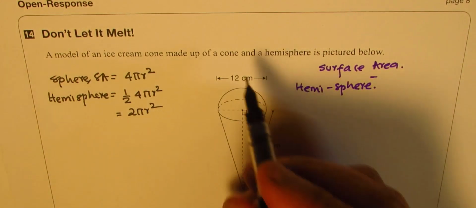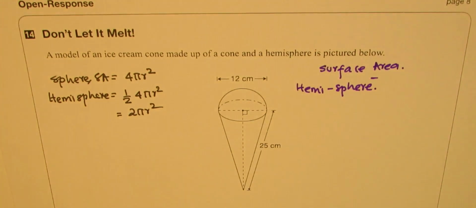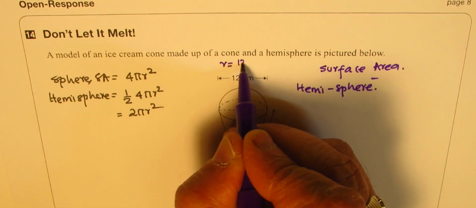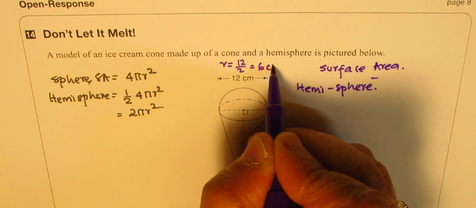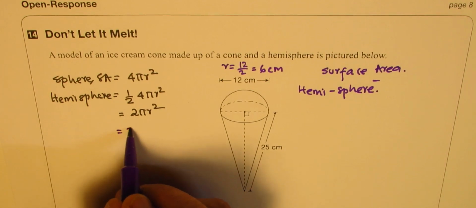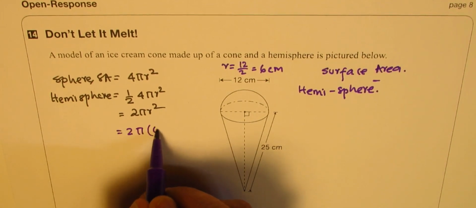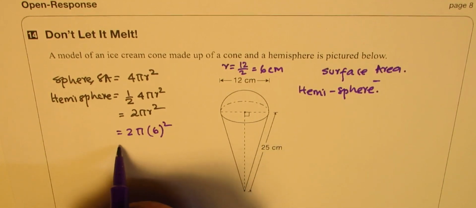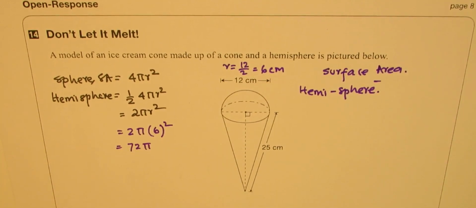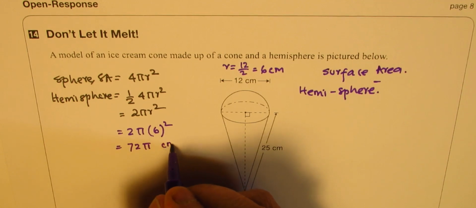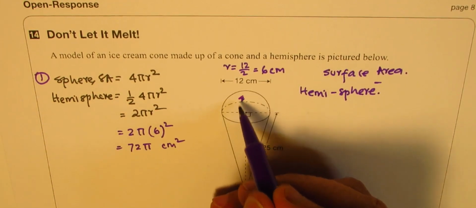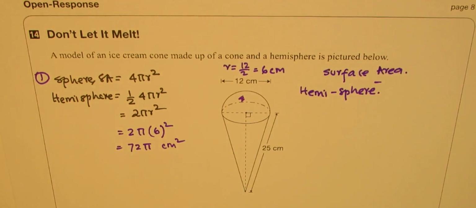Correct? Now in this particular case, we are given a diameter of 12 centimeters. So the radius will be 12 divided by 2, which is 6 centimeters. So we can substitute 6 here and find this value as 2 pi times 6 square, which is 36 times 2, 72 pi. Is that clear? And the units are centimeter squares. So we got the first part, that is we have found the area of the hemisphere.